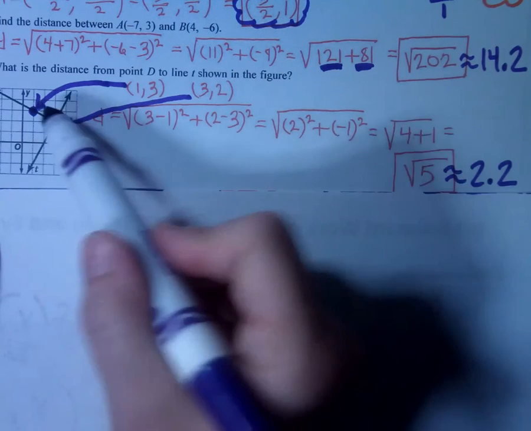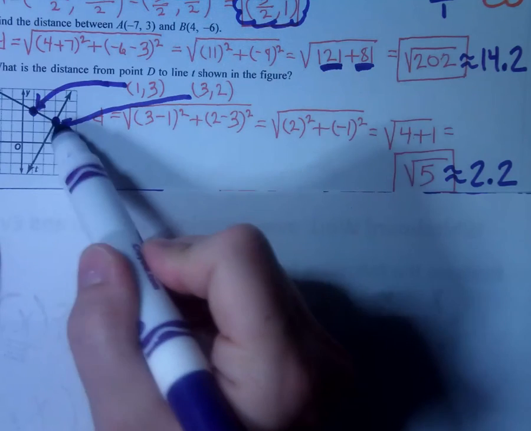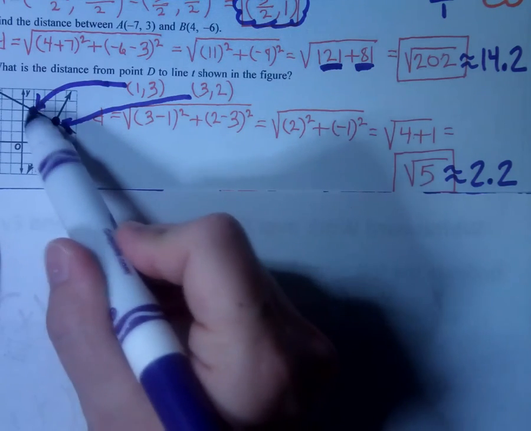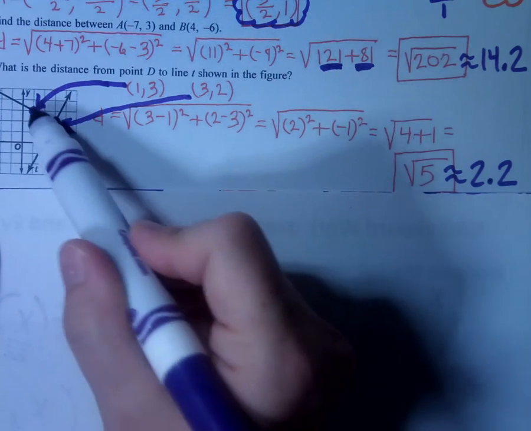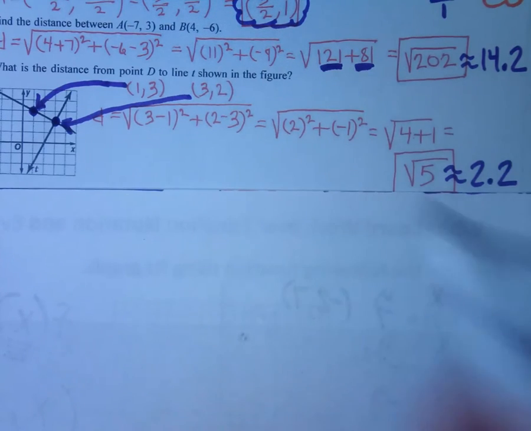So to find the distance from point D to line T, I really want to know the closest distance they are. So not from here to here, but from here to here. Just identify what those ordered pairs are, and then just use your formula.